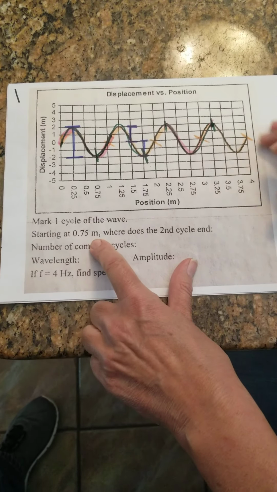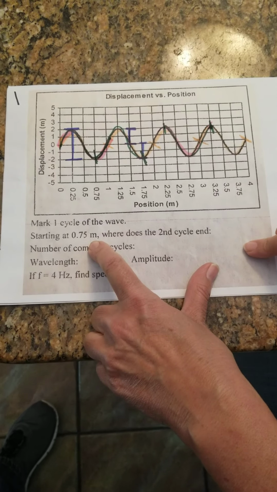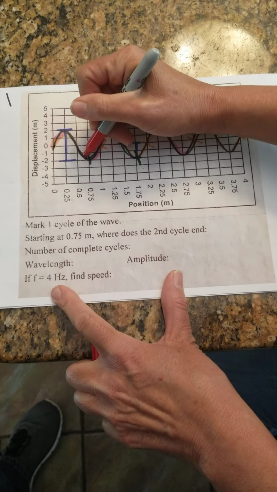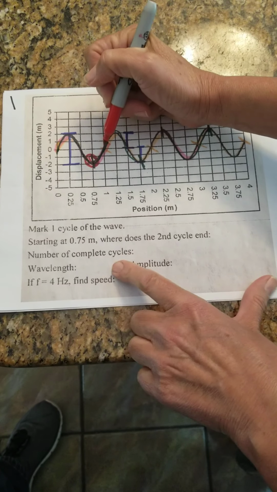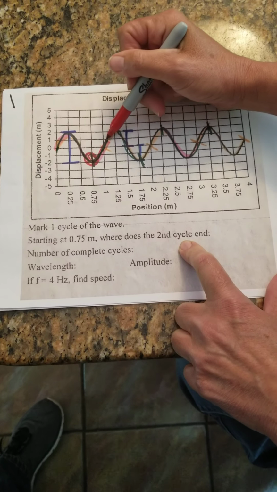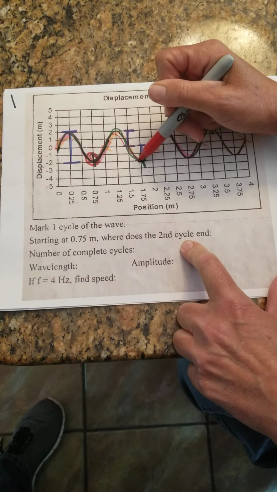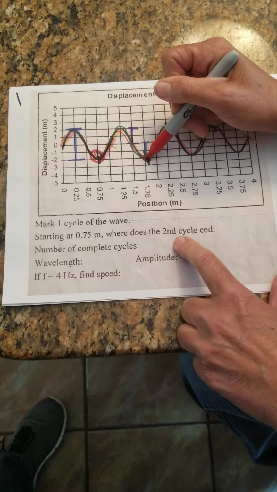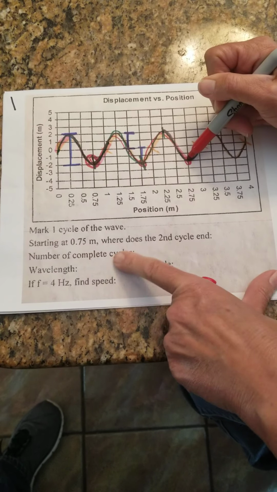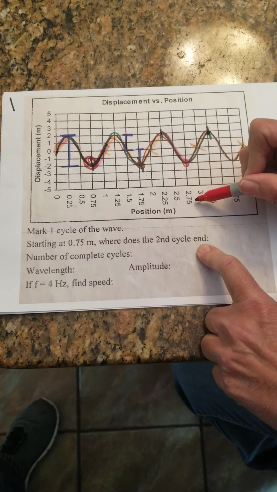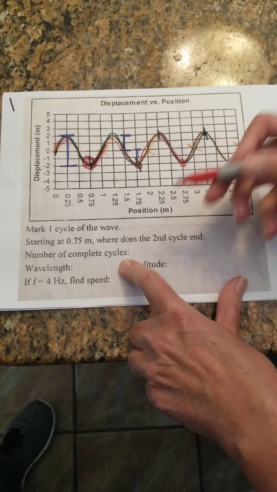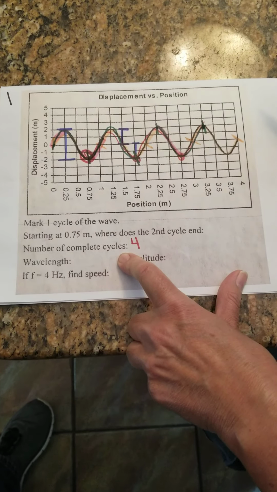If I start at 0.75 meters, where does the second cycle end? Well, I'm starting down here at this trough, and it's asking me where does the second cycle or wave end. So if I start at the trough, one cycle or wave ends here, but it's asking me for the second. So I've got to go another complete wave. So the second cycle ends at 2.75 meters. Number of complete cycles means number of complete waves. We already figured out that that was 4.